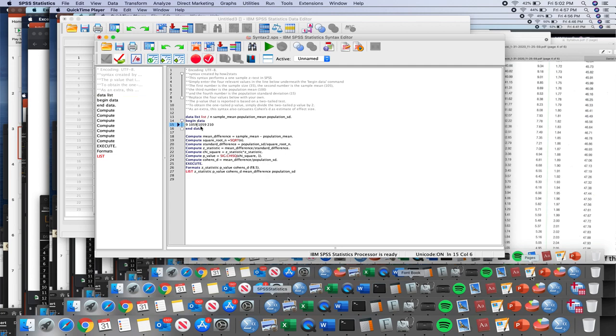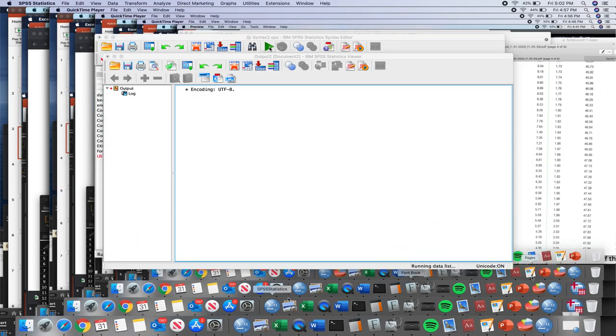Now, right here, it says begin data, you have to enter your n in first. So that's your n. You have to enter in your sample mean, which was 1059. We have to enter in our population mean, our known population mean, which is 1050, and our known population standard deviation, which is 210.